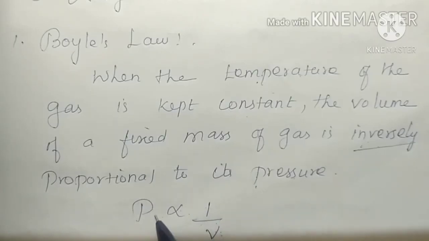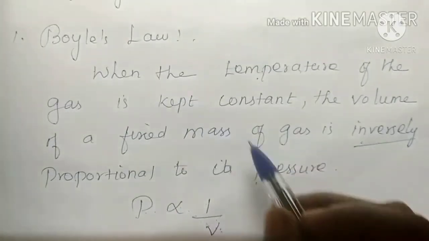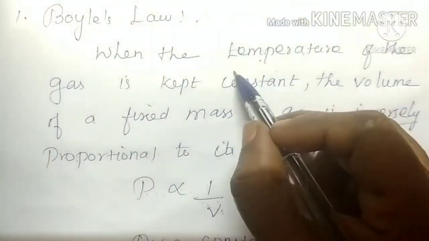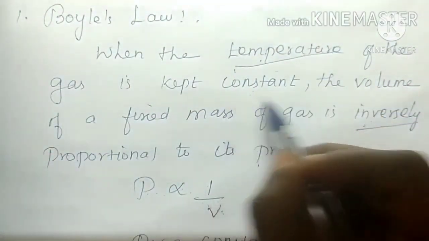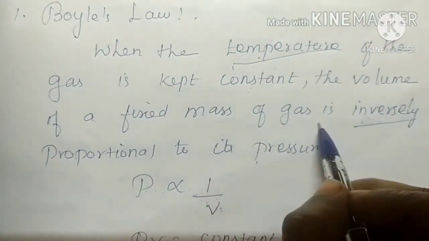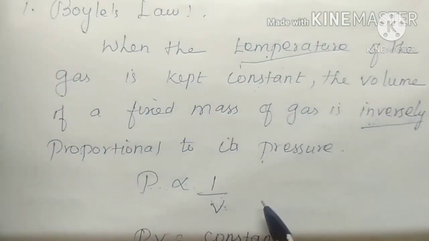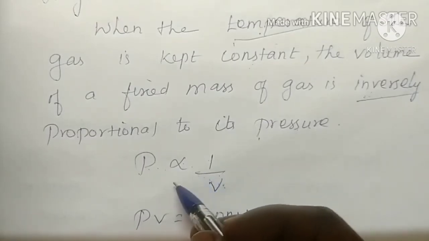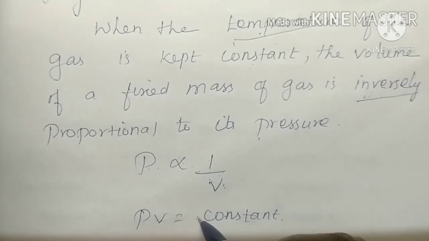Pressure increases, volume decreases. So these two are also inversely proportional to each other. So this is Boyle's law. When the temperature of the gas is constant, the volume of a fixed mass of a gas is inversely proportional to pressure. You can write PV is equal to constant. PV, pressure and volume, is equal to constant.